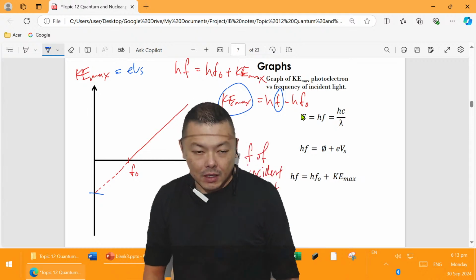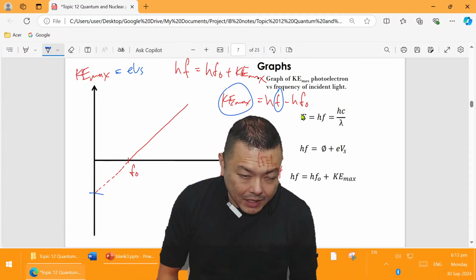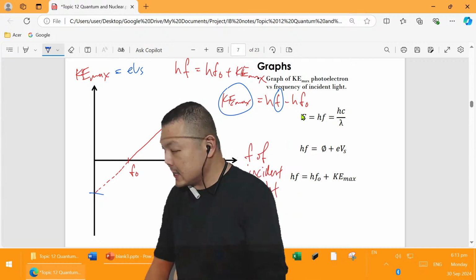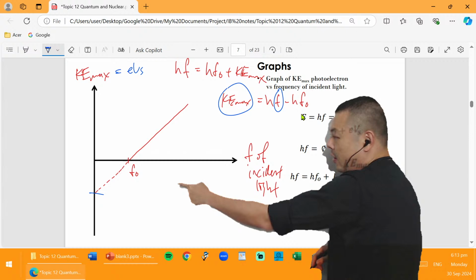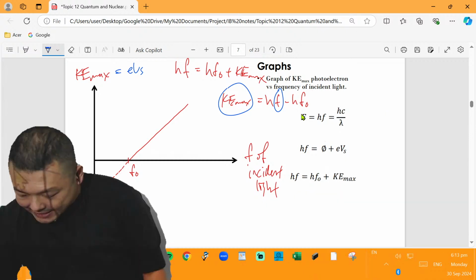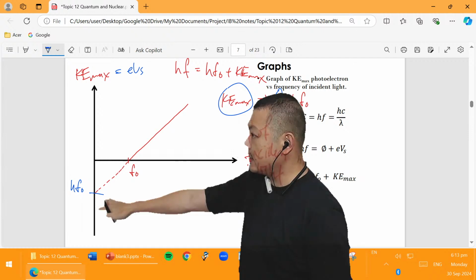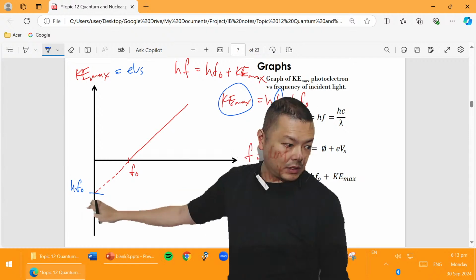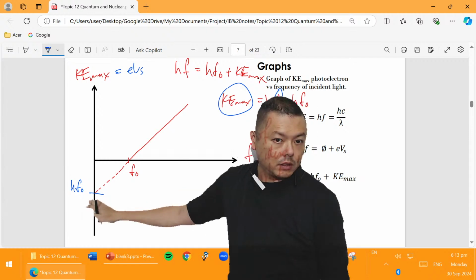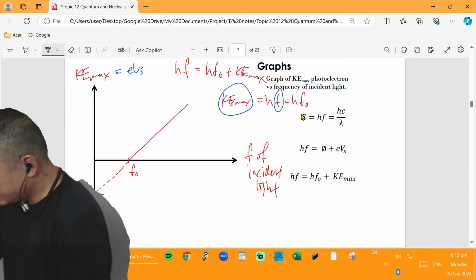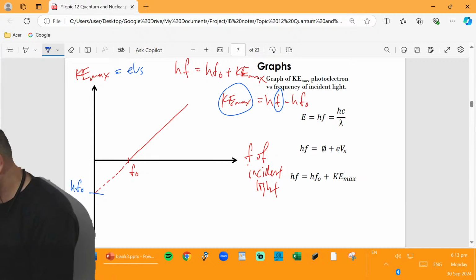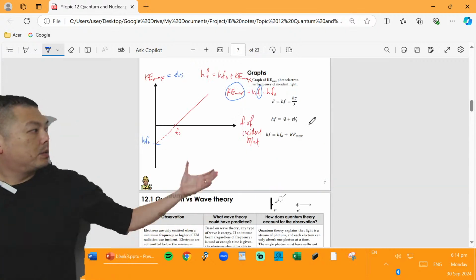It's the work function basically. So that's the hf0. The value over there is the hf0. That's the work function. Okay so far? That will be the graph.